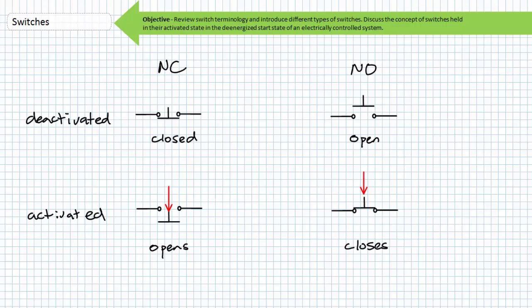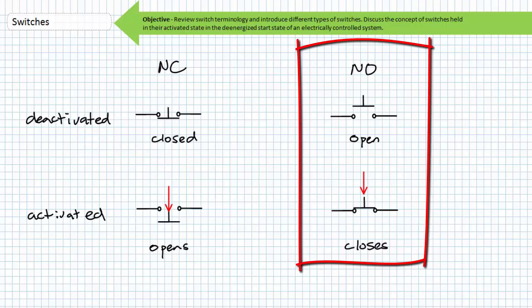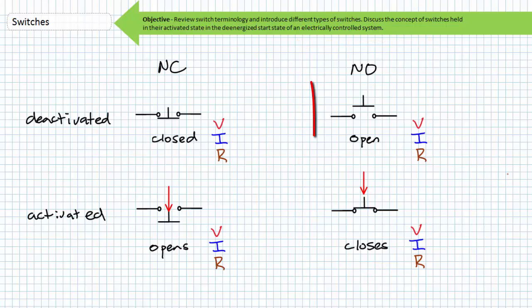In contrast, consider a normally open switch. A normally open switch in its deactivated state, as the name implies, is open. This is its natural deactivated state. When actuated, it transitions to its activated state, that being the opposite of deactivated. A normally open switch, when actuated, closes. It makes sense. A normally open switch is normally open when you're not poking it. When you poke it, it closes. Let's put this understanding to a test.